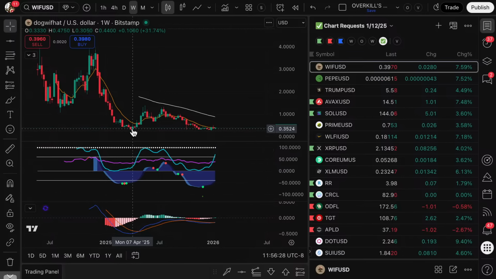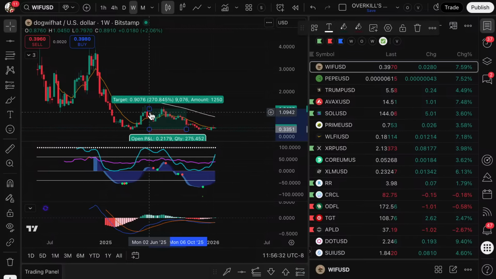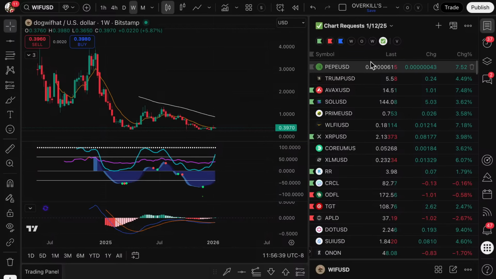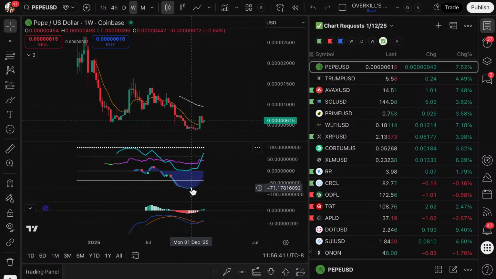Last time this came was in March, 35 cents up to $1.45. That doesn't look like much on the chart, okay? But that's a 300% move. 300%, okay? I'd be a buyer of WIF here. That looks good.